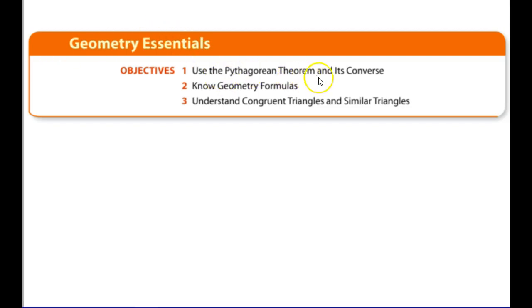Now let's look back at our learning targets, to make sure we met everything for this section. First, we used the Pythagorean theorem and its converse. Second, we looked at some general geometry formulas. Make sure you have these all written down if you don't just have them in your brain already. And thirdly, we looked at congruent and similar triangles and what makes those two things different. So now go ahead and work on your practice problems for this section.